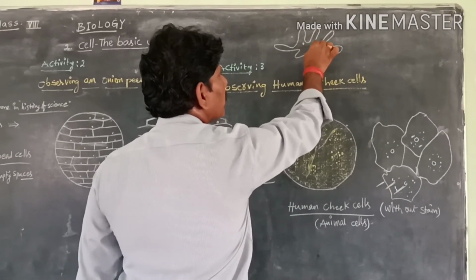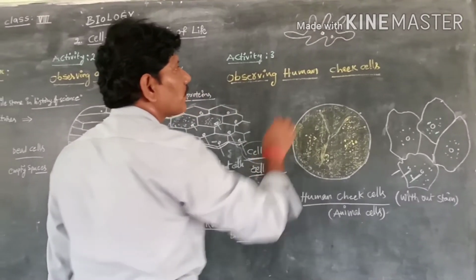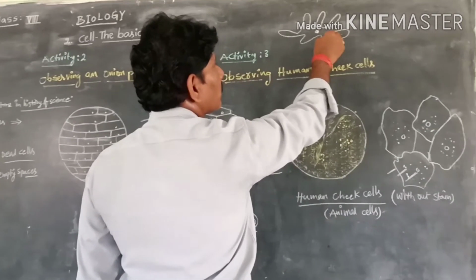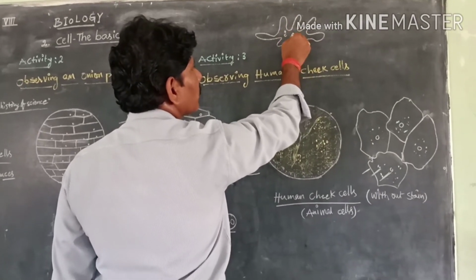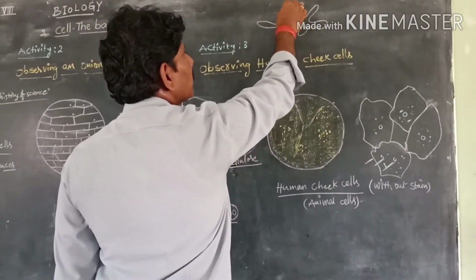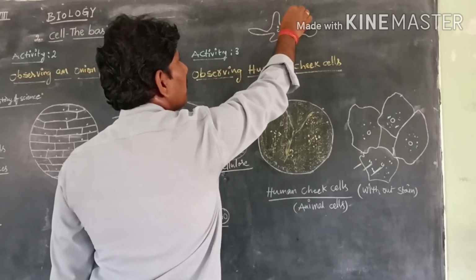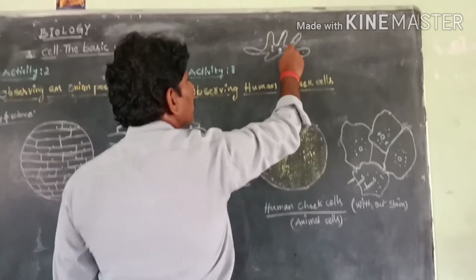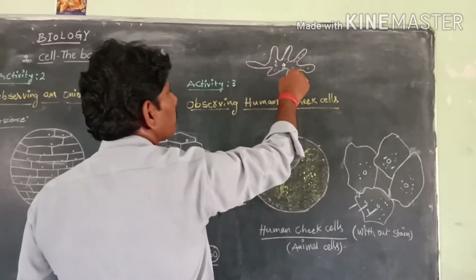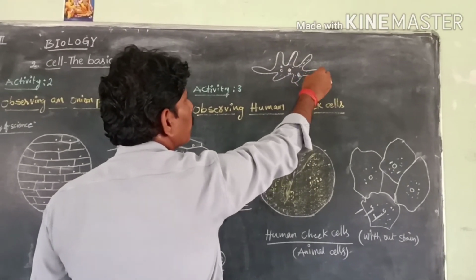So this is the structure of nucleus. This is the structure of food vacuole. This is the structure of contractile vacuole. This we call the plasma membrane or cell membrane. Inside, a jelly-like fluid is present. This is called the cytoplasm. So plasma membrane or cell membrane, cytoplasm.